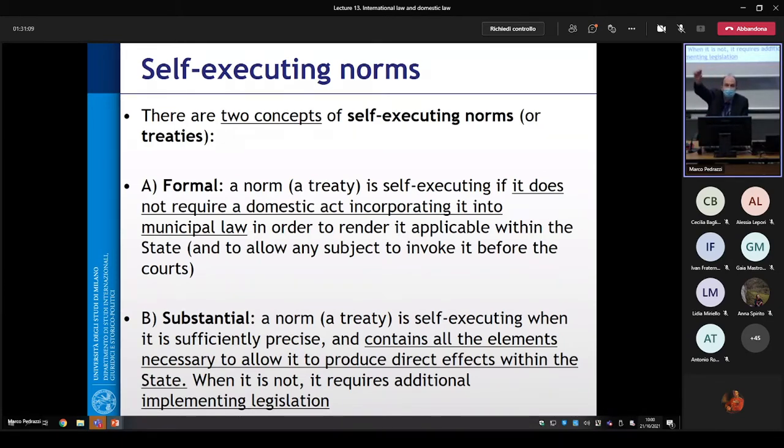For example, you have a constitutional provision which says all individuals have a right to work. Well, this does not mean that it is sufficient for an individual to go to the state authorities and say, please give me a job because I have the right to work. This requires further legislation in order to grant the right to a job to all individuals. And we know how this is in fact impossible to effectively reach.